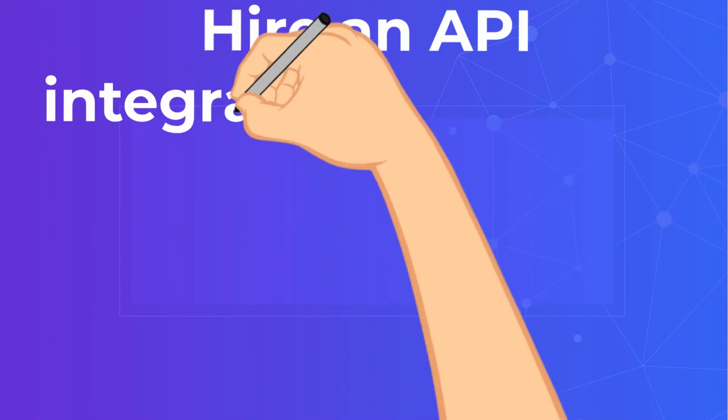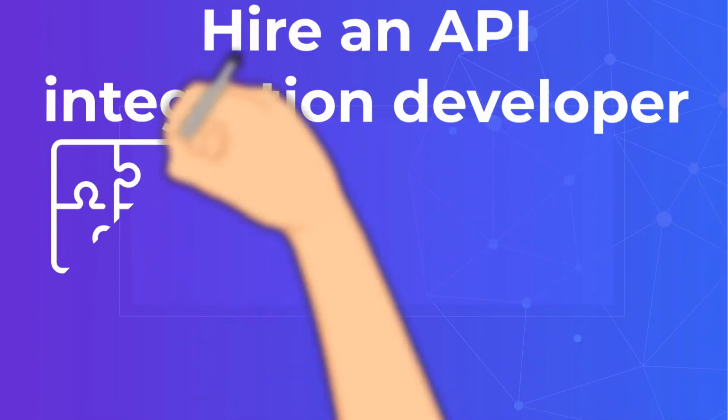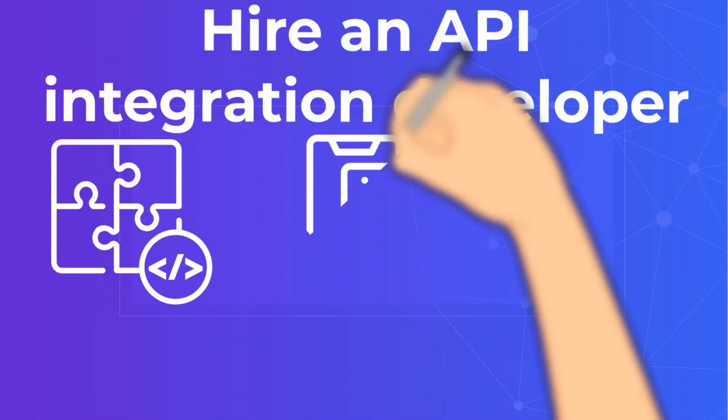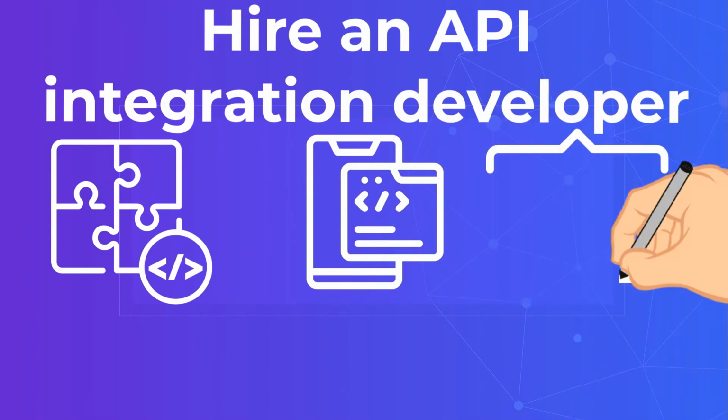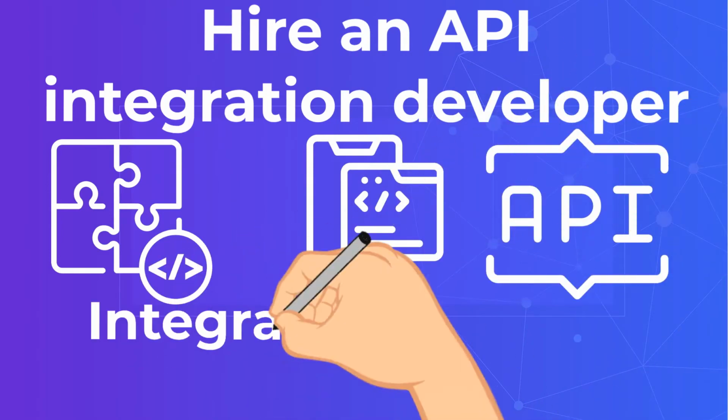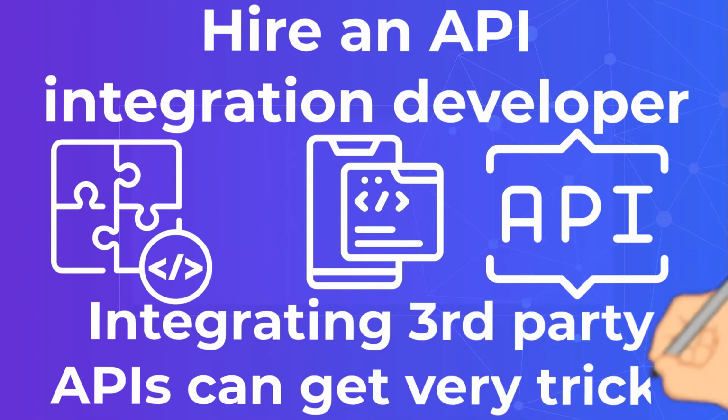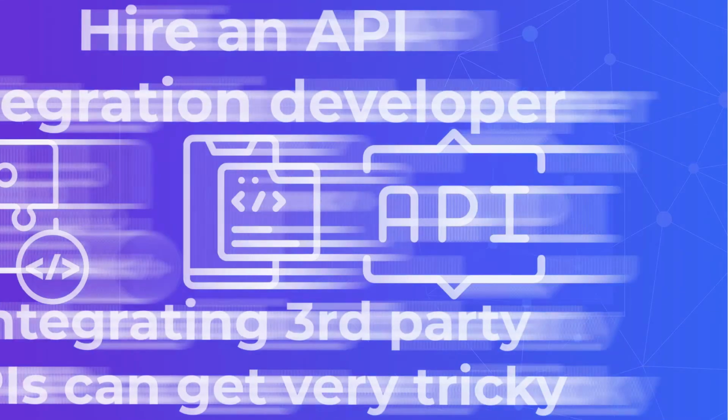How to integrate a third-party API. Hire an API integration developer. Integrating third-party APIs can get very tricky quickly for non-developers. Therefore, the best option is to hire a mobile developer or a developer that specializes in such.